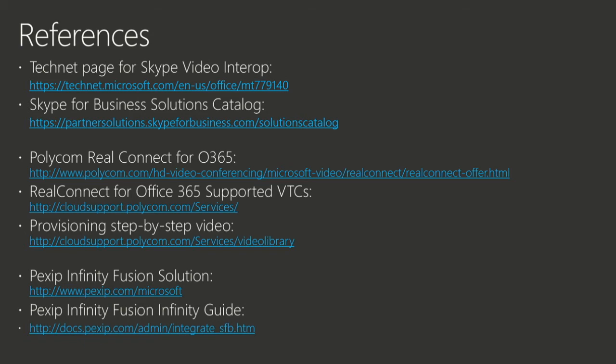Yes, so the licensing model with Real Connect for Office 365 is slightly different to what you'd have on premises. So you're licensing the users that are scheduling meetings. So that doesn't mean you have to license everyone. It means you need to license people. Just the schedulers. Right, exactly. Okay. So any reason why you went that way as opposed to licensing the VTCs themselves? Yes.